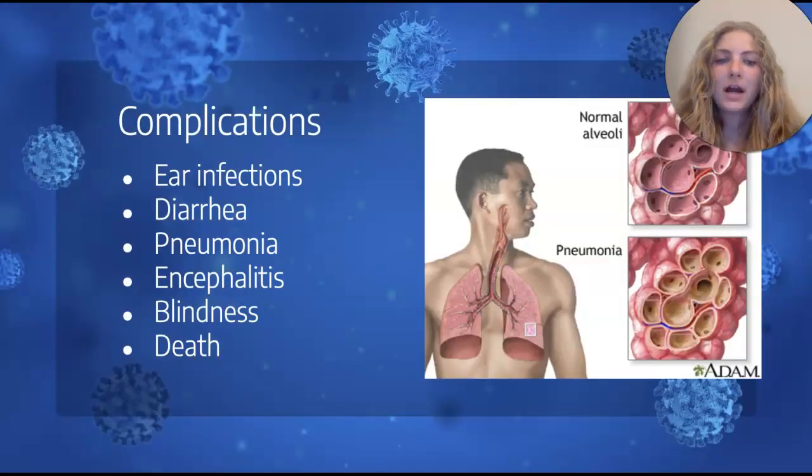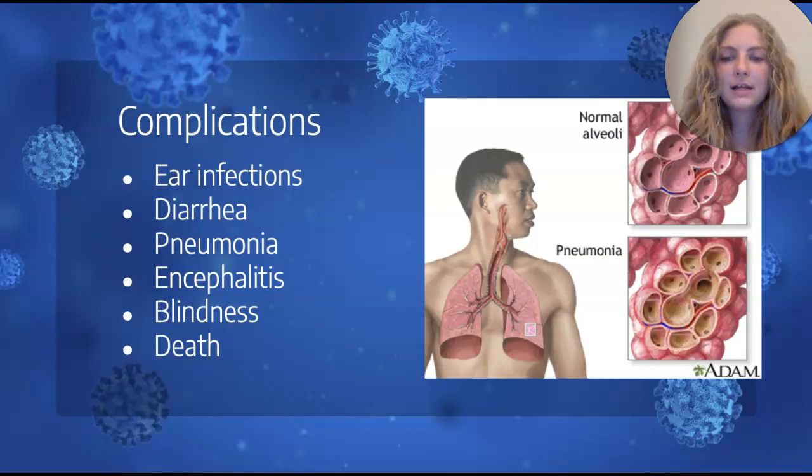Measles also has a very high complication rate because of the immunosuppression it causes, which makes people very susceptible to other diseases, illnesses, or pathogens entering into them and causing problems. Some of those problems that are common include ear infections, diarrhea, pneumonia, encephalitis, and blindness. And some of those, unfortunately, if not treated properly or caught quickly enough, can lead to death.